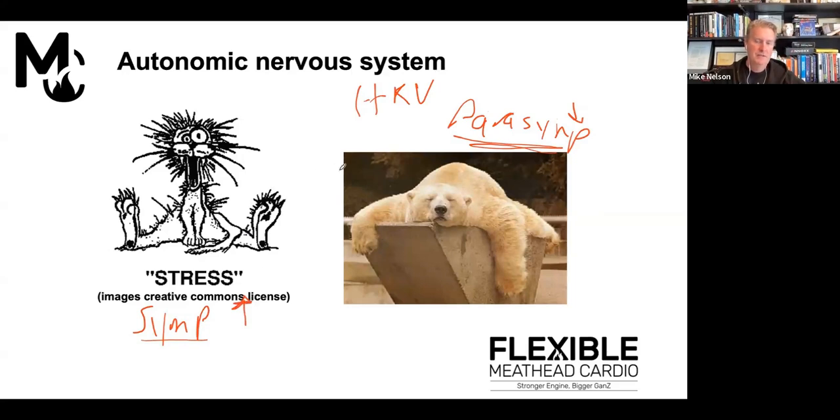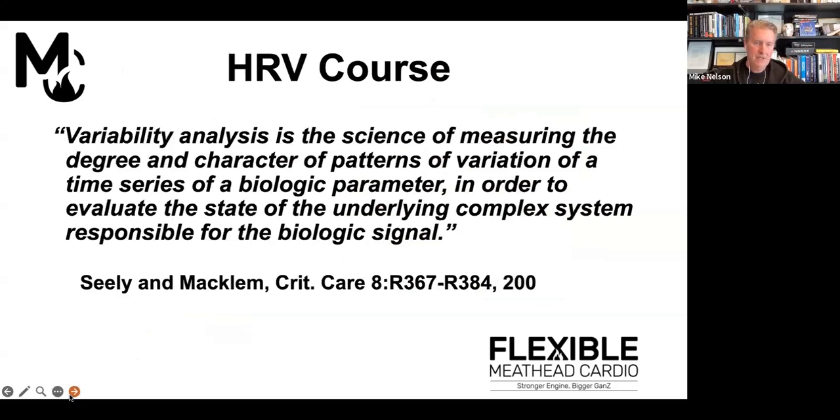So the autonomic nervous system is controlling how much you're parasympathetic and how much you are sympathetic. That is literally what HRV is doing. This is from the HRV education course.